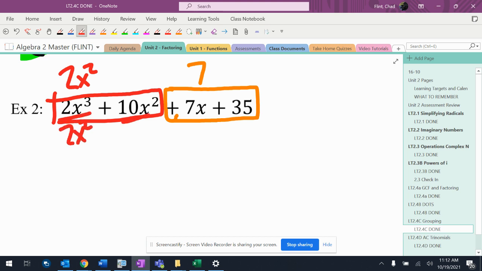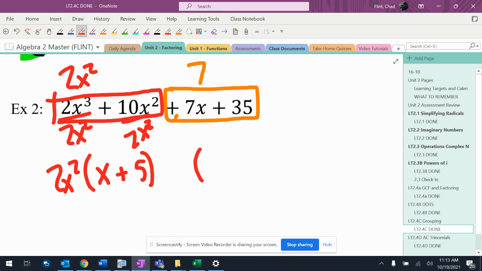So take out a 2x squared. I'm going to get 2x squared in front. Let's see here, parentheses. I'm going to get an x plus 5 in the parentheses there. Now for the second one, I know it's supposed to be x plus 5. So I can actually write down x plus 5.